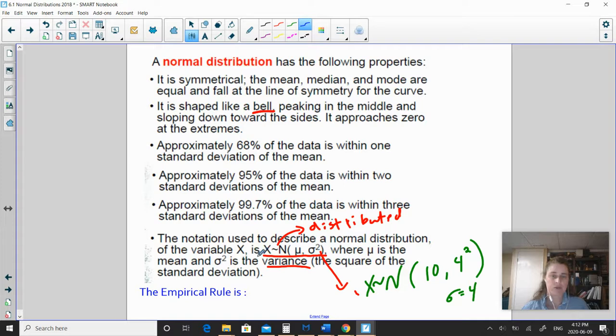But here's a little bit about notation. Notation for normal would have a variable of, say, x. So we would say x, and then this tilde here is read as 'is distributed as'.